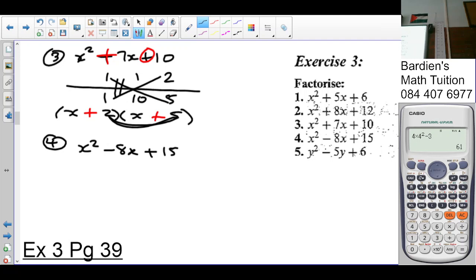Let's look at number 4. What goes on the line here? 1 and 1. 1 and 15. So do we add or subtract our products?